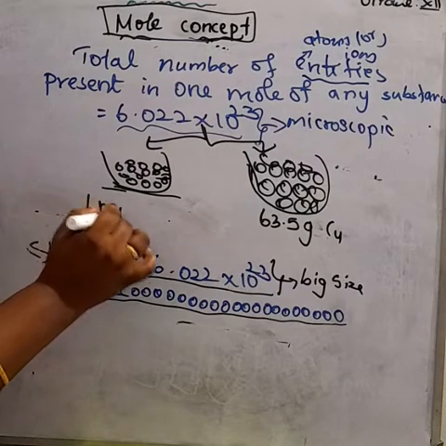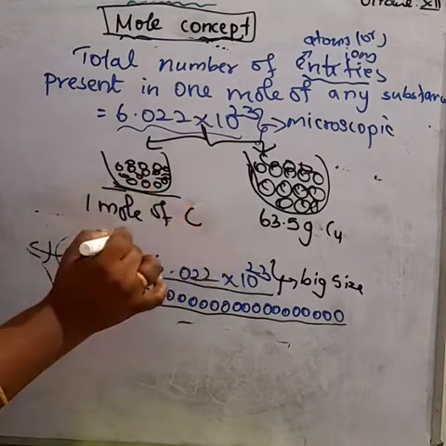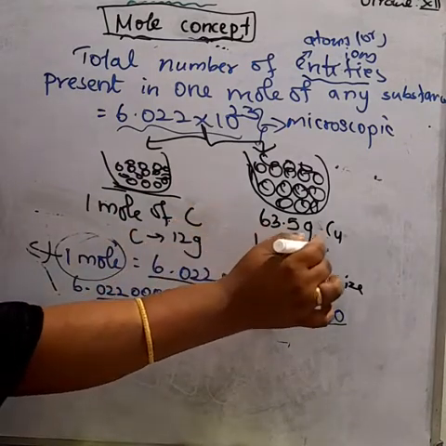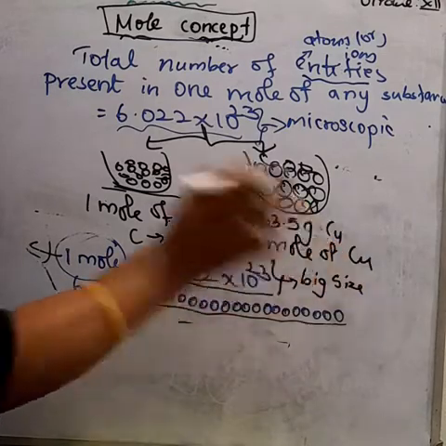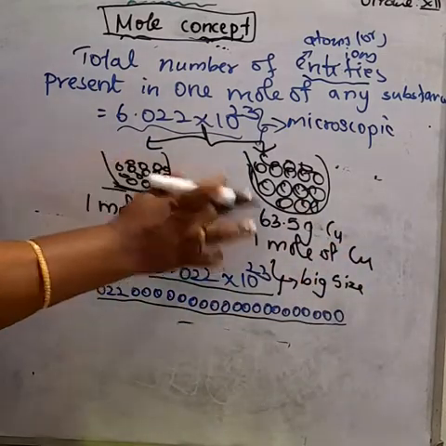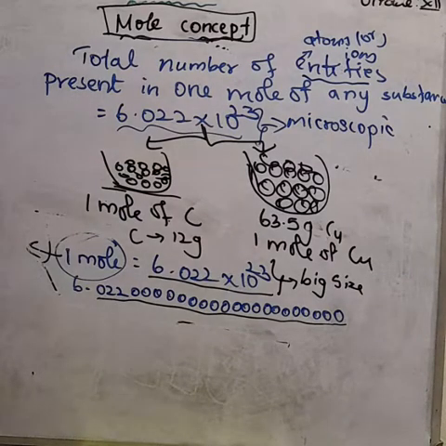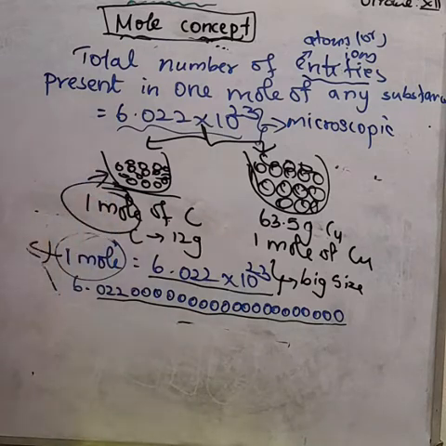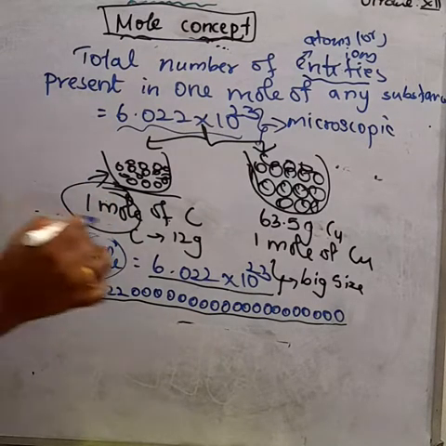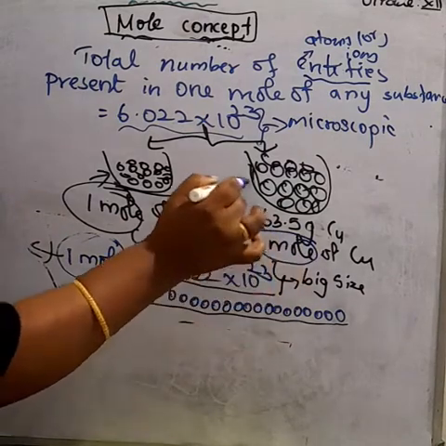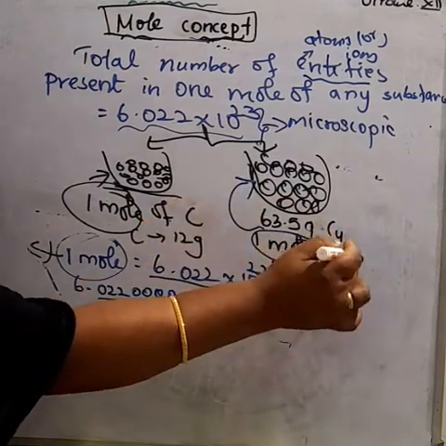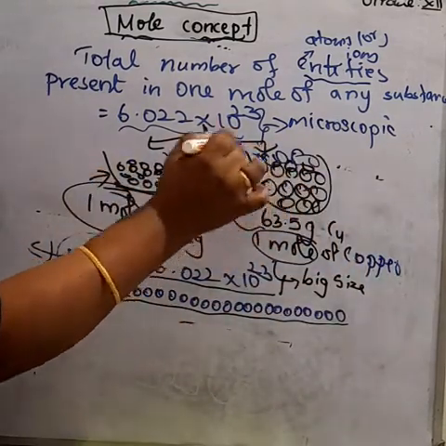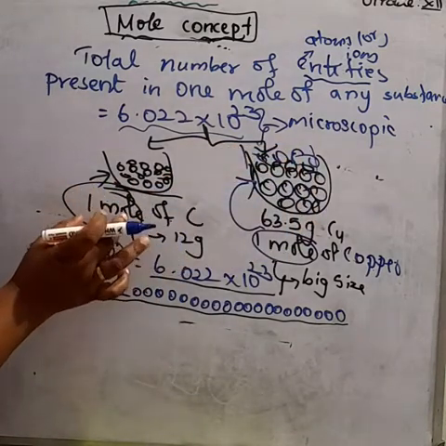Here this is the copper atom. The atomic mass of copper is 63.5. So these two are the same: 1 mole. 1 mole of carbon 12 contains 12 gram of carbon particles, and 63.5 gram is 1 mole of copper. This is also 1 mole. The weights differ, but the number of particles is the same.